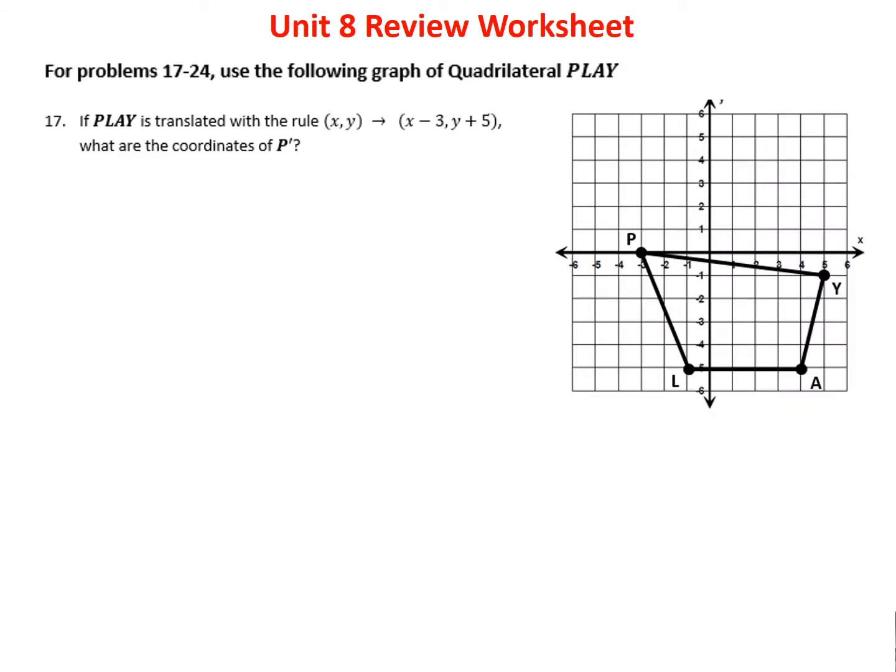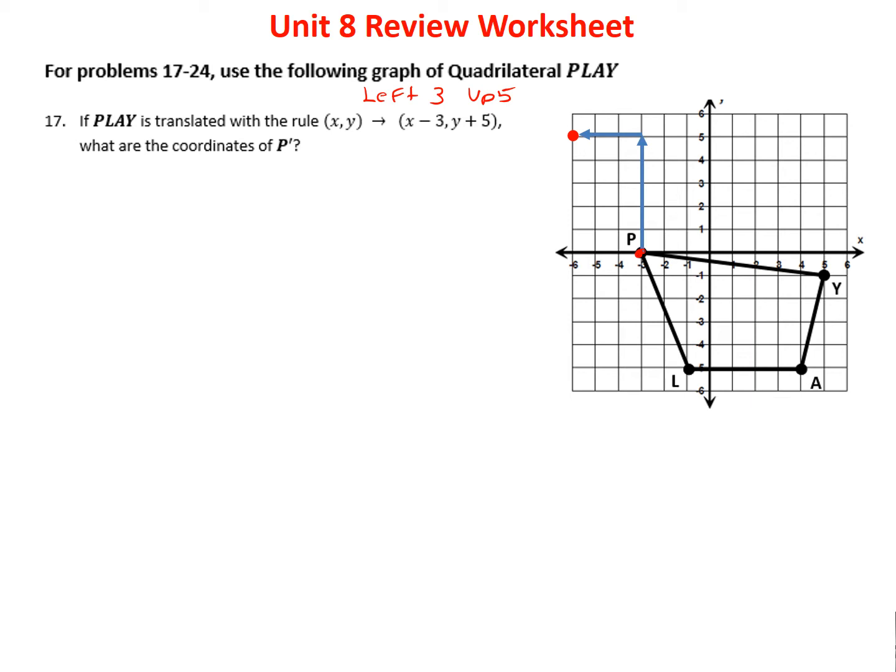Problem 17 says if the quadrilateral PLAY is translated with the rule (x, y) goes to (x minus 3, y plus 5), what are the coordinates of P? Notice this is a simple translation where x minus 3 means I'm going to go left 3, and y plus 5 means I'm going to go up 5. So here's my point P. So where does that go? All right. So I'm going to go up 5 and left 3. Notice it didn't matter which order, and I arrive here at the point minus 6, 5.